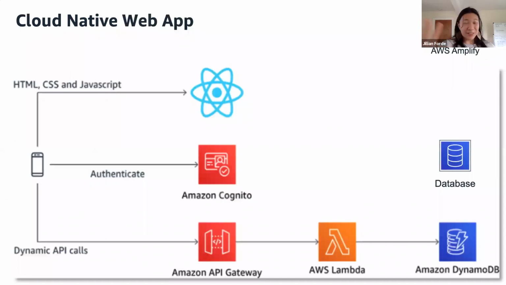Usually I would take less time, but I know we're flying here. There's so much value that I want to give you before you leave today. So here's an architecture of what a more cloud native web app architecture would look like. It's a React app. Authentication happens with a cloud native service, in this case Amazon Cognito.